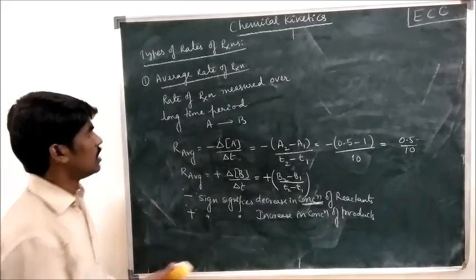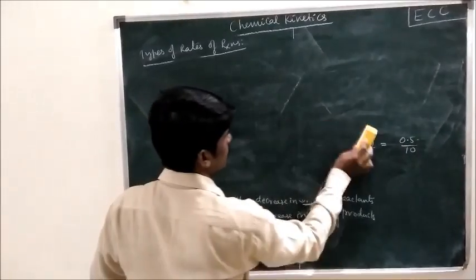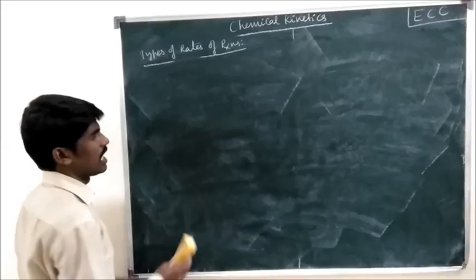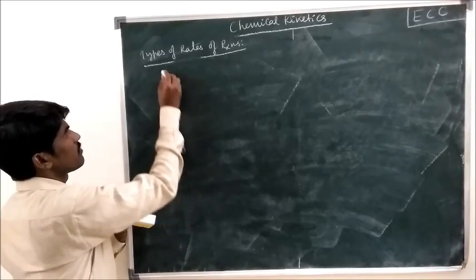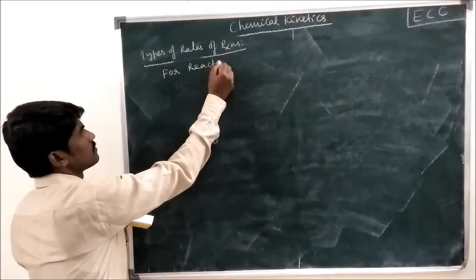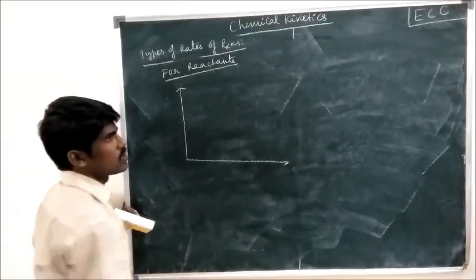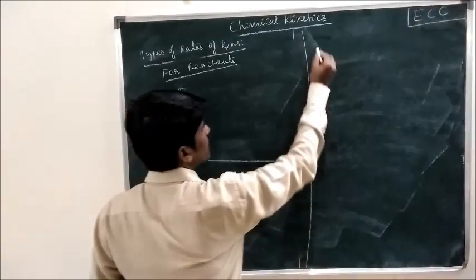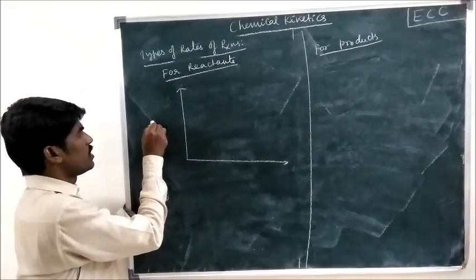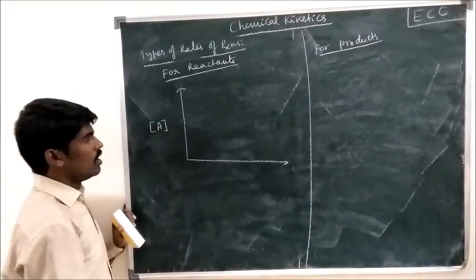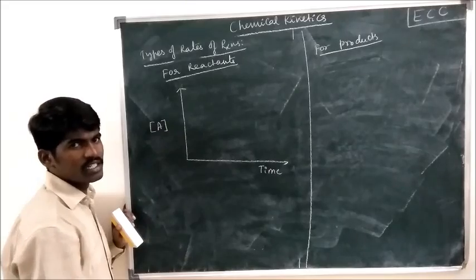Right? Now, let us see for reactants as well as products. How will you draw the graph using average rate of reaction? How will you give average rate of reaction? First, for reactants, and I'll give you here for products also. For reactants, we take concentration of the reactant A with respect to time.